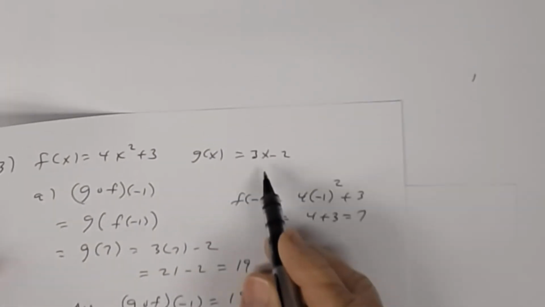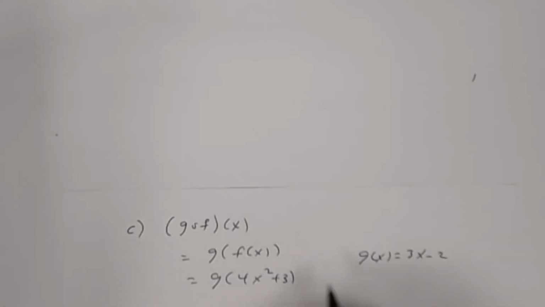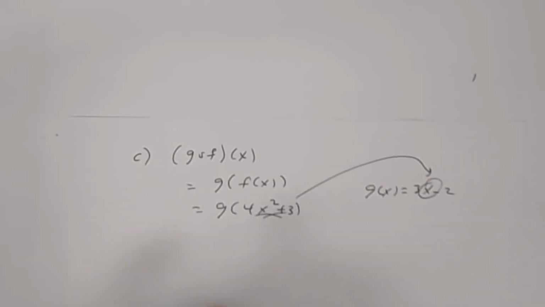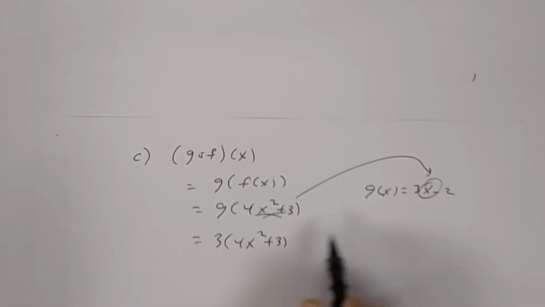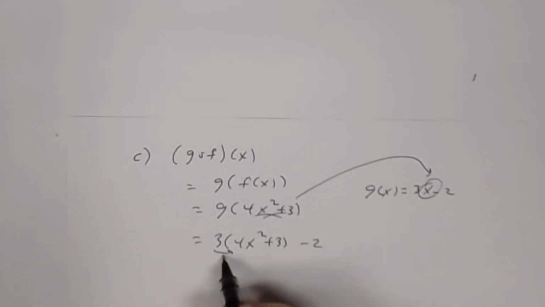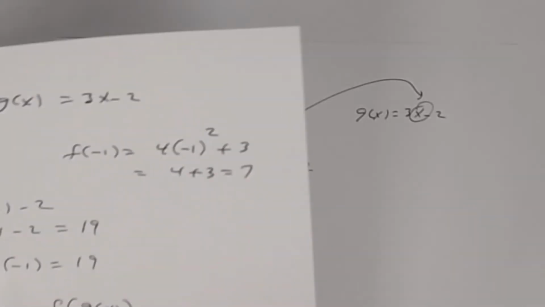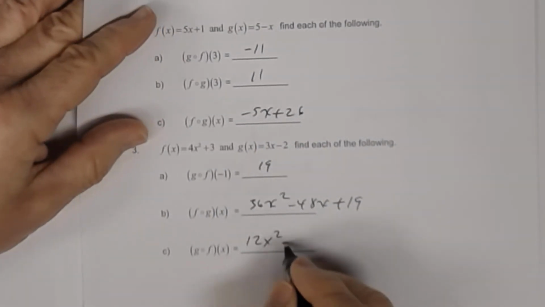And so g of x is this. I'm going to write out g of x. So g of x is 3x minus 2. So where we see the variable x, remember that's where you're going to substitute 4x squared plus 3. So this becomes 3 times 4x squared plus 3, and then subtract 2. Distributing, I get 12x squared. 3 times 3 is 9, minus 2. So I get 12x squared plus 7. Okay, so that's letter C. So 12x squared plus 7.